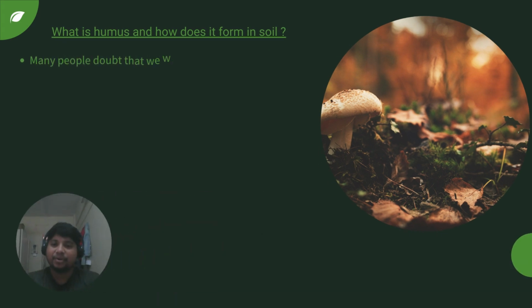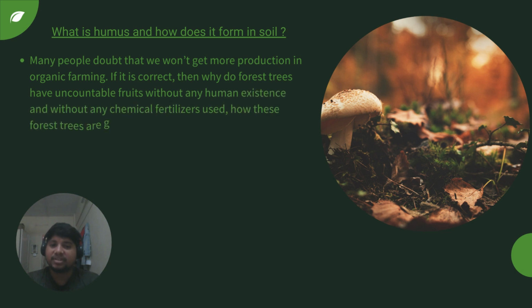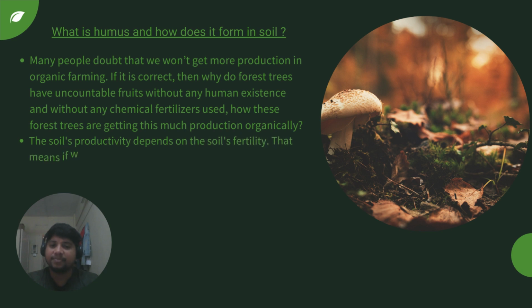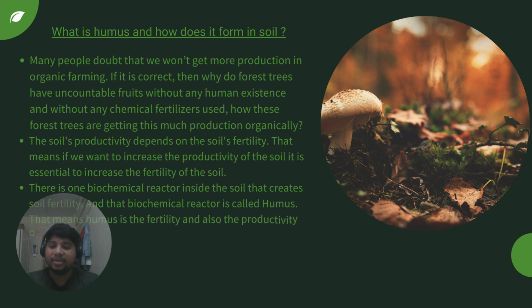Hello everyone. Many people doubt that we won't get more production in organic farming. If it is correct, then why do forestries have uncountable fruits without any human existence and without any chemical fertilizers used? How are these forestries getting this much production organically? The soil's productivity depends on the soil's fertility. That means if we want to increase the productivity of the soil, it is essential to increase the fertility of the soil. There is one biochemical reactor inside the soil that creates soil fertility, and that biochemical reactor is called humus. That means humus is the fertility and also the productivity of the soil. If we want to increase the soil's fertility and productivity, we have to create humus in the soil.